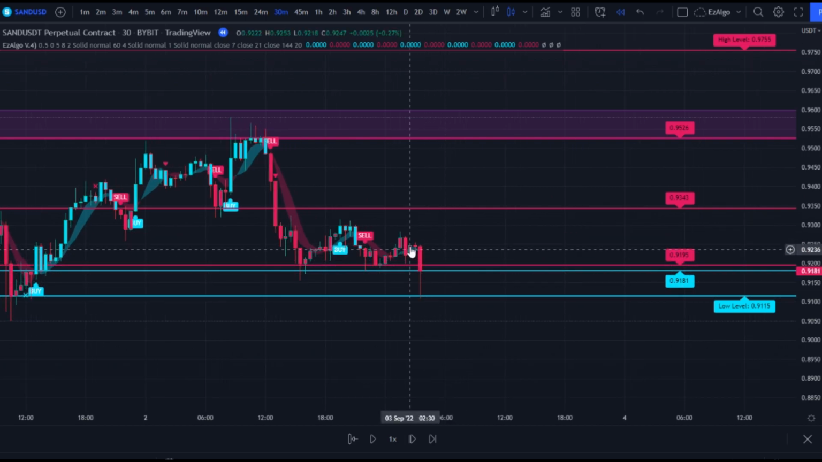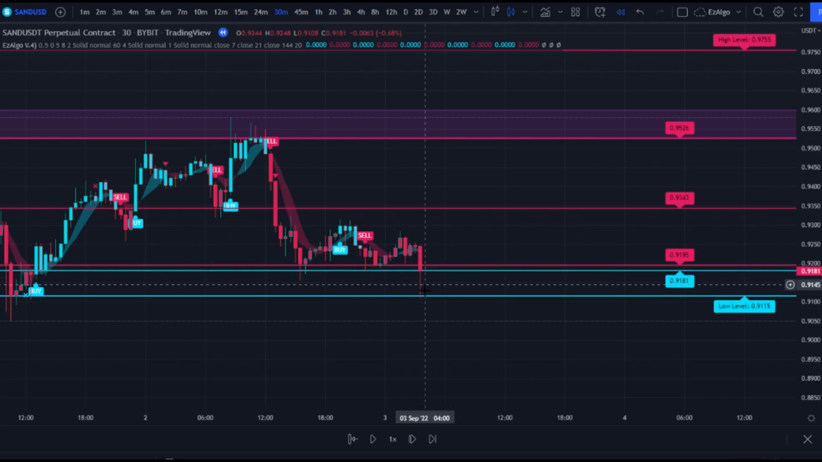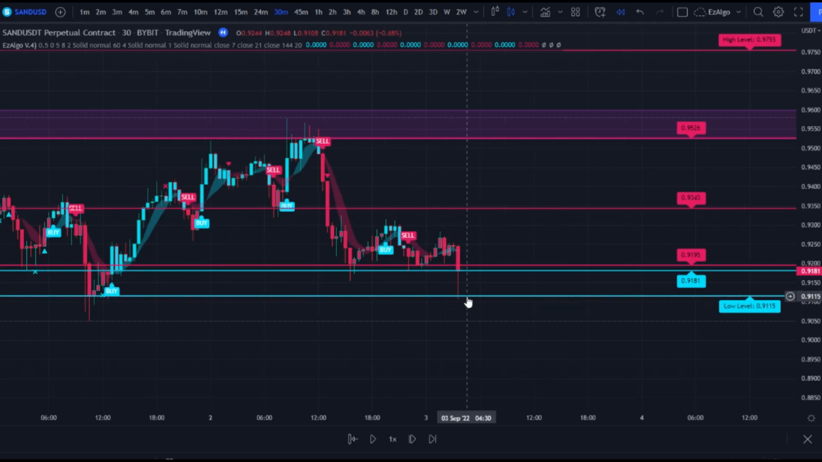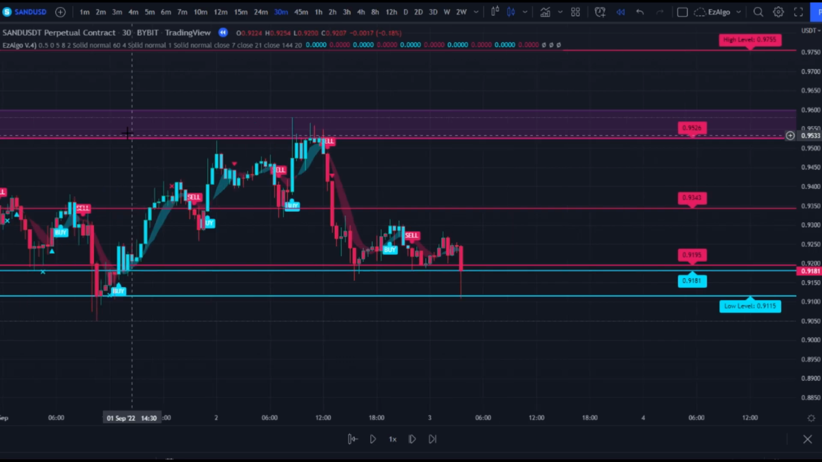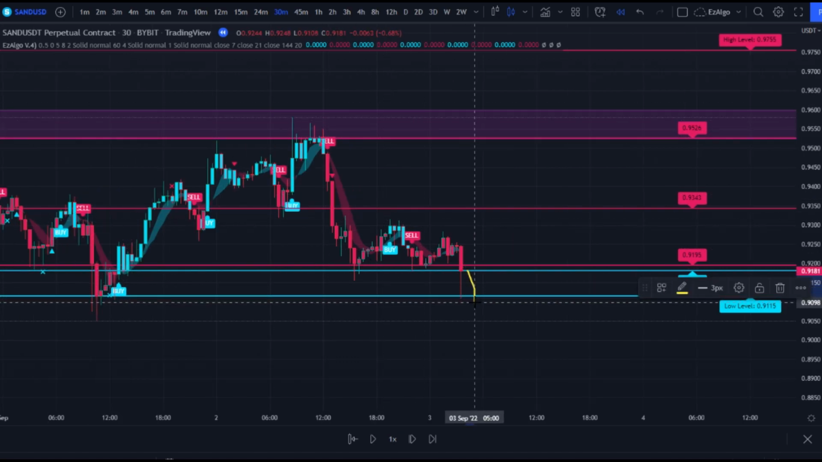So we broke down below this support level, and we hit that EzAlgo low level 2 AT. This is the level that we are looking to swing failure. So how you catch the swing failure is by waiting for price to come down to this level. And then as soon as it starts retracing, that's when you're going to enter.